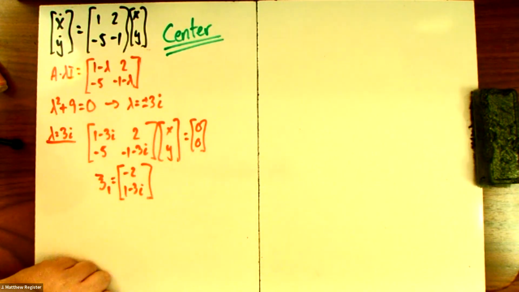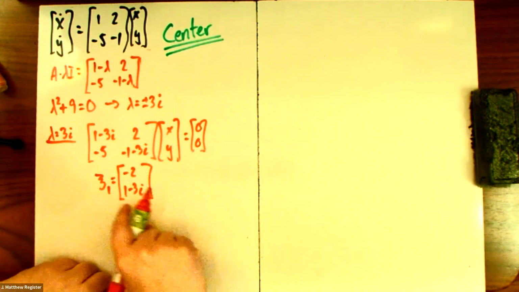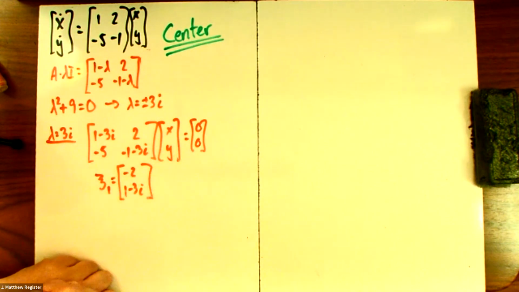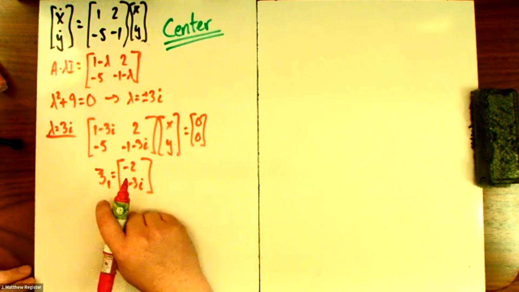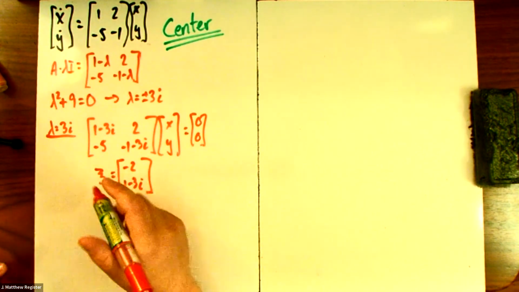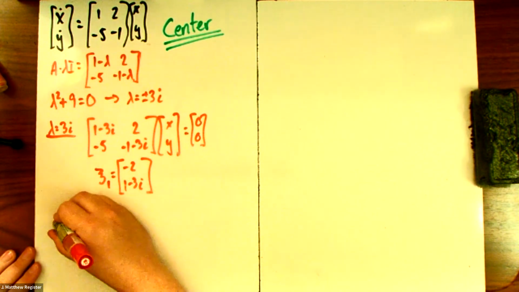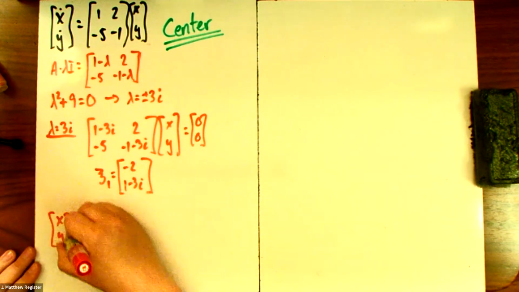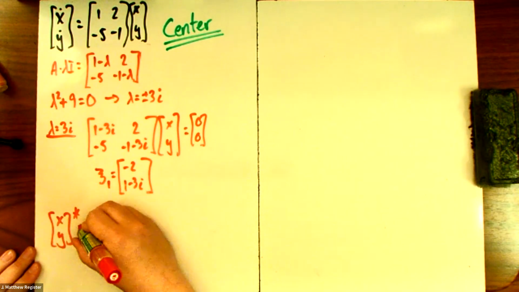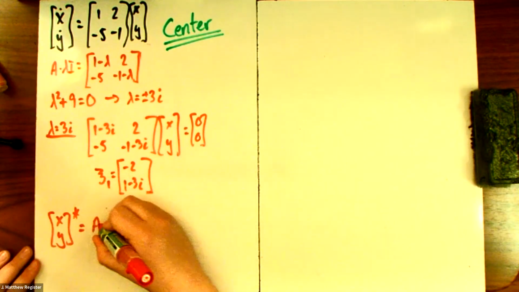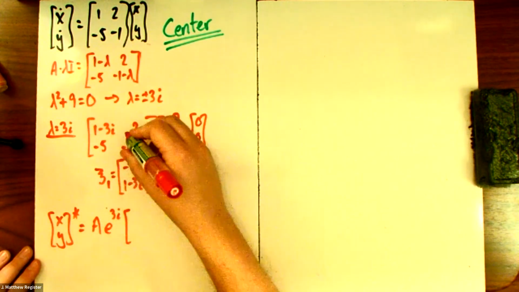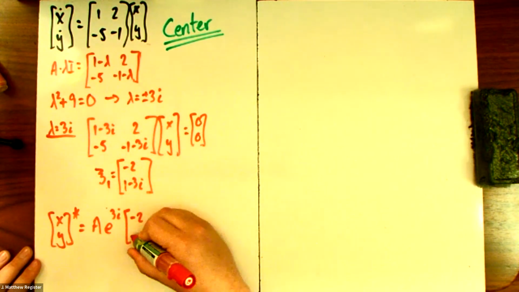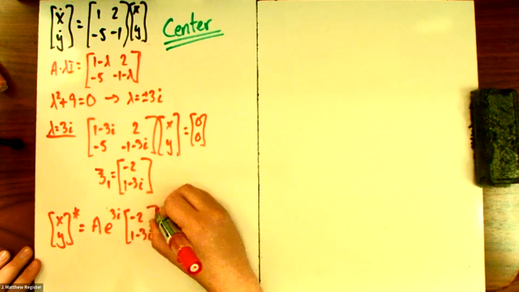If we want, we can verify that this works by multiplying it by the bottom row. I'm willing to just take it that it works and call it good there. And so now we have our term, and it's going to be that x y, again, I'll put a little asterisk here, is equal to e to the 3i t, and that is going to be negative 2, 1 minus 3i.